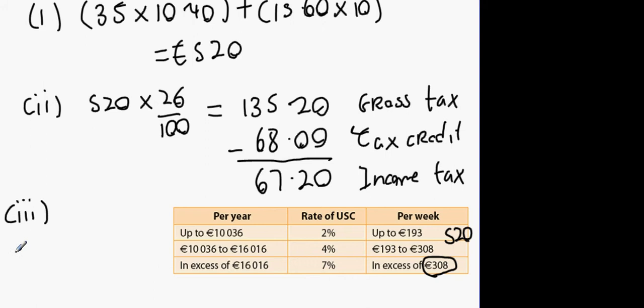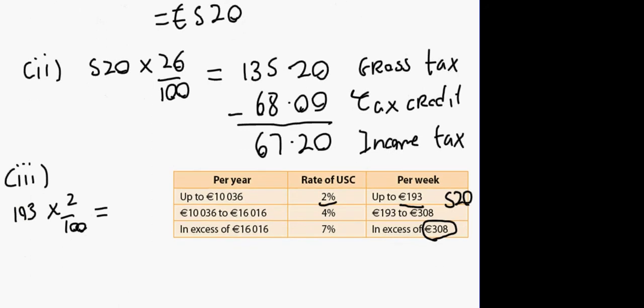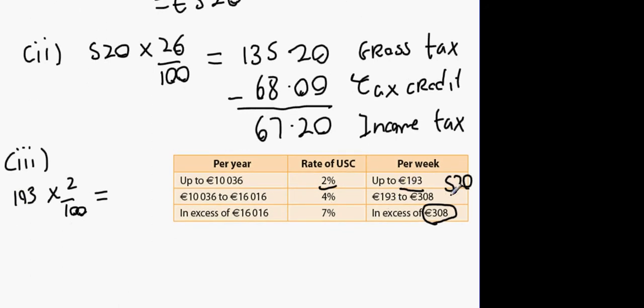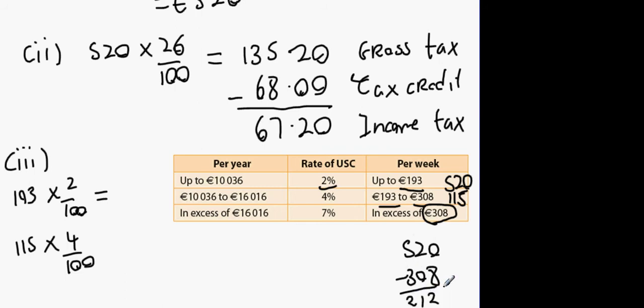So the first €193, which is here, is charged at 2%. The second, 193 to 308, that's €115 when you take them away from each other. The next €115 is charged at 4%. And then the final 7%, which is your 520 minus your 308, that gets you 212. The final €212 is charged at 7%. So we're going to calculate all of these and add them together.